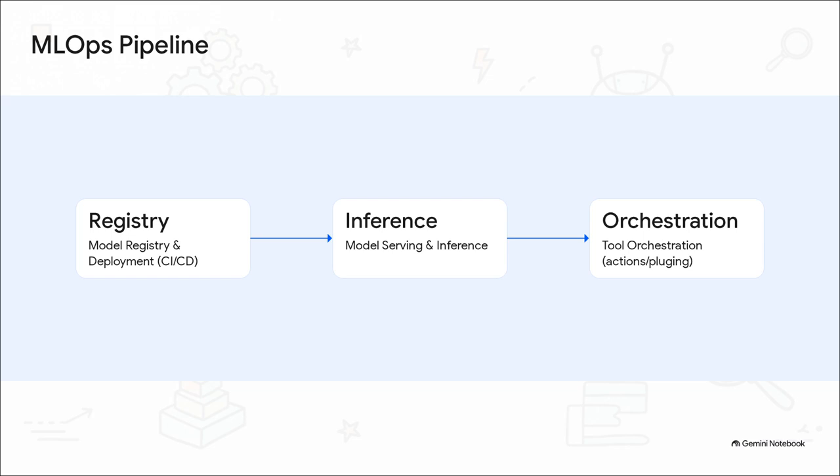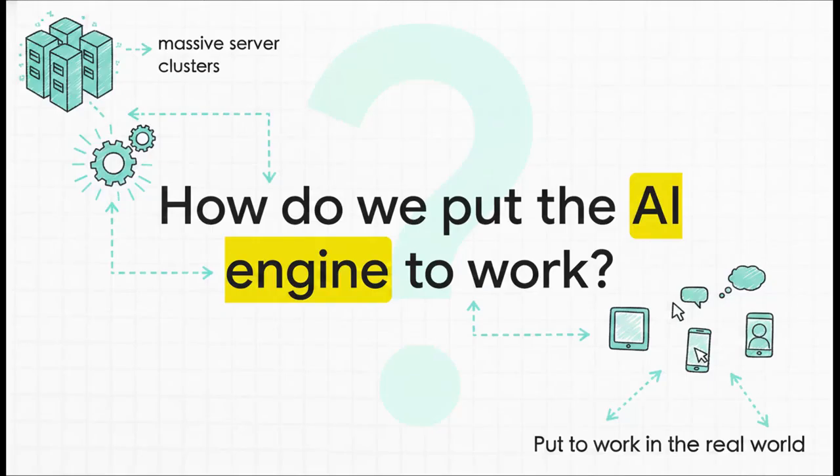If we trace the pipeline, models go into registry and deployment through continuous integration and continuous deployment pipelines, your standard CI/CD. From there, they move into model serving and inference. This right here, this is the precise layer where the real-time compute happens when a chatbot actually talks back to you. And finally, the system connects to tool orchestration, which is what allows the AI to take action and use different plugins.